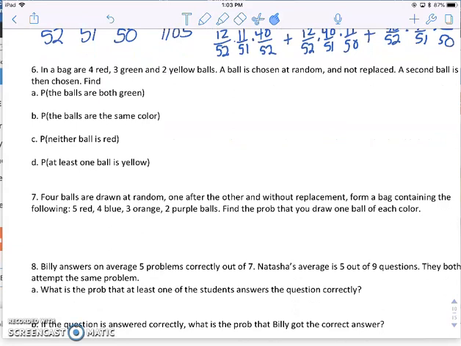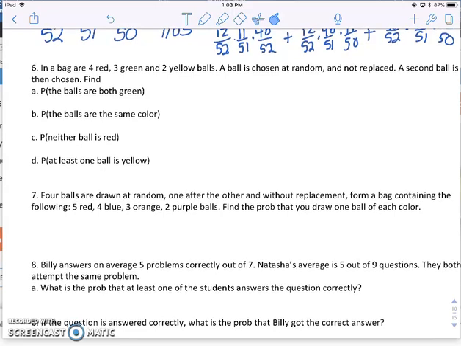In a bag, there are 4 red, 3 green, and 2 yellow balls. A ball is chosen at random and not replaced. A second ball is then chosen. Find the probability that they're both green. So 4, 5, 6, 7, there's 9 total. So 9, there's 3 green. You draw again, 2 out of 8. So we have 6 out of 72.